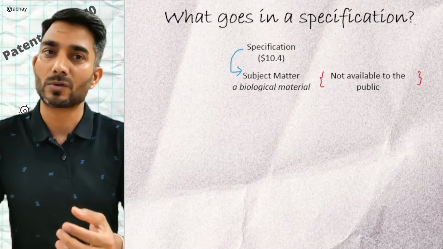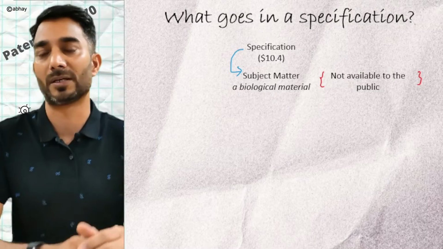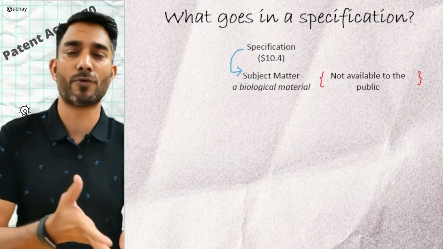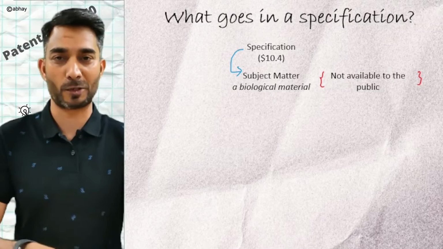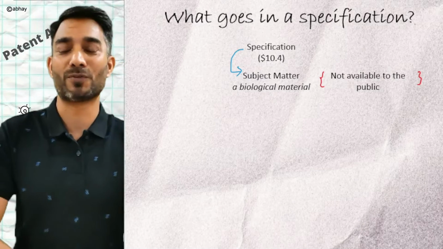And that too, when the biological material is not available in the public domain, it's not available to the public. How do you satisfy the requirement of section 10.4? Fully and particularly describe the invention. 10.4b, best mode of operation.